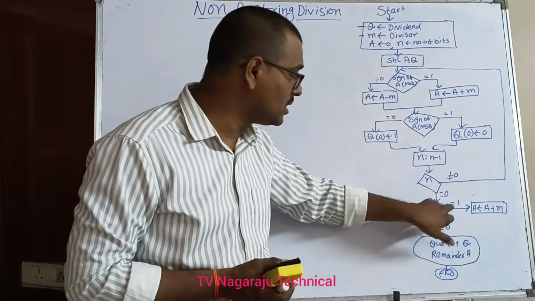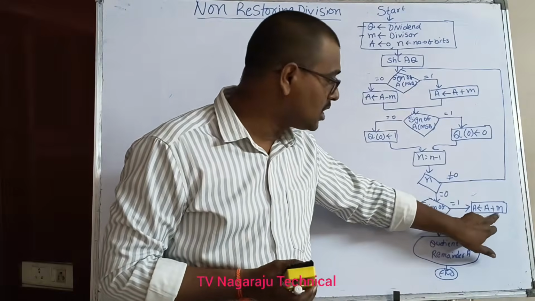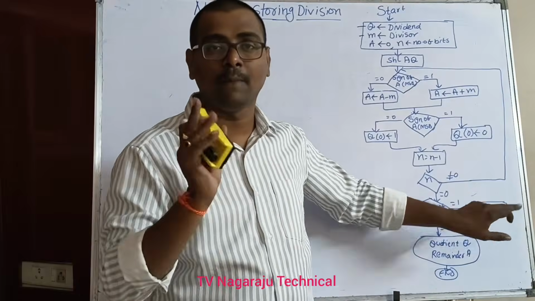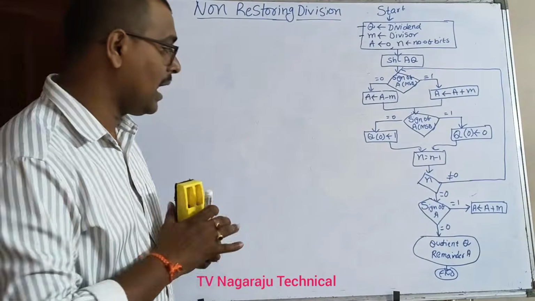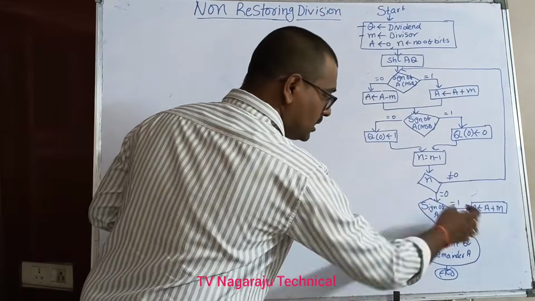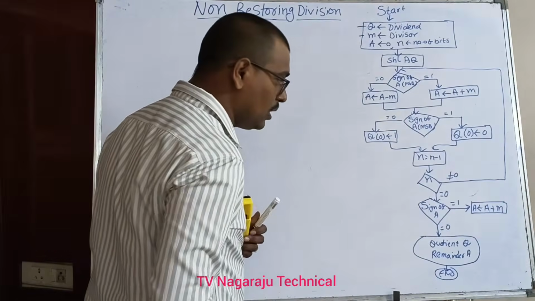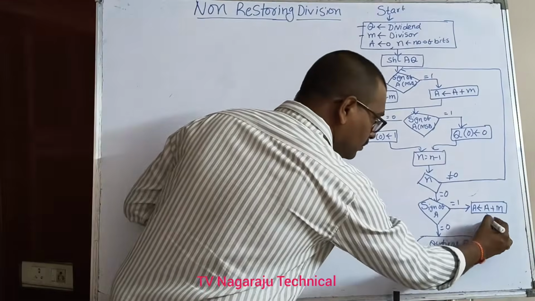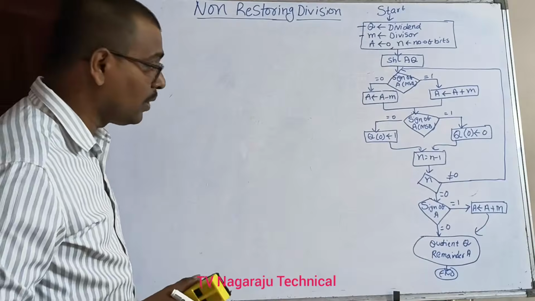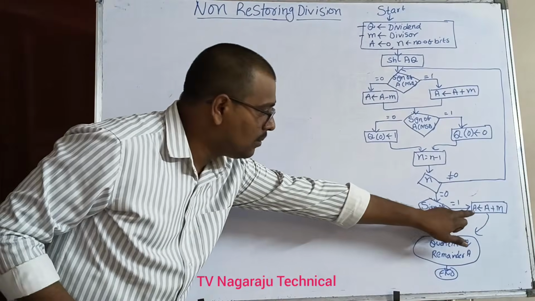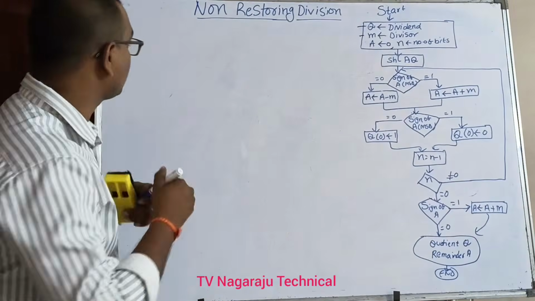Suppose the sign of A is 1, then in this step we perform the restore operation. Clear? We are doing the restore operation, and after the restore operation, this is the last step. Anyway, after doing the restore operation, we get the result. Now we will consider one example. Assume that the example leads to restoring at the last step.